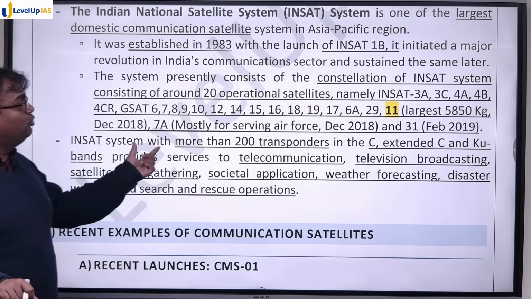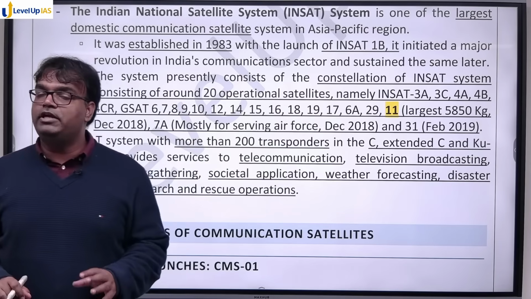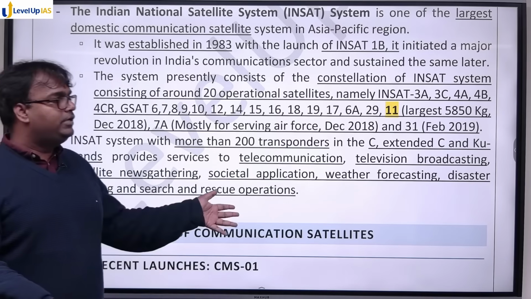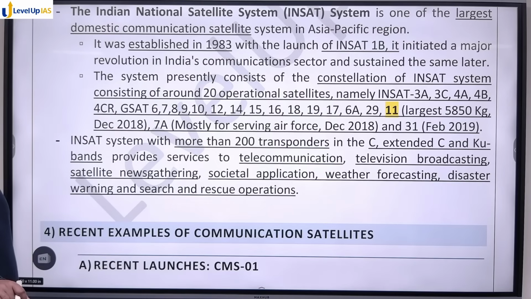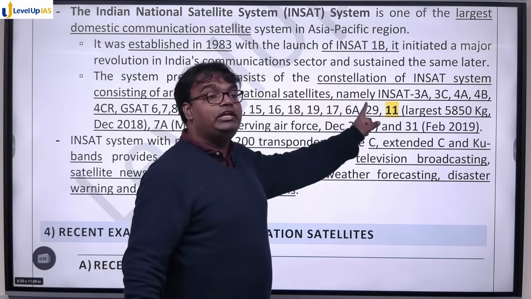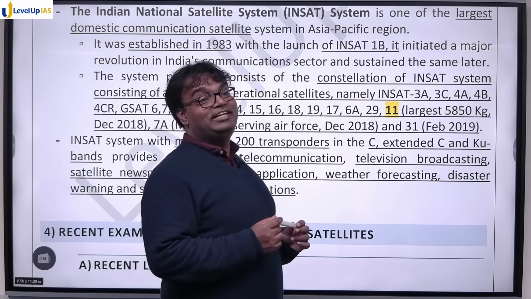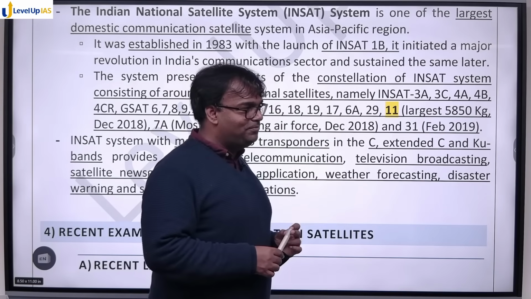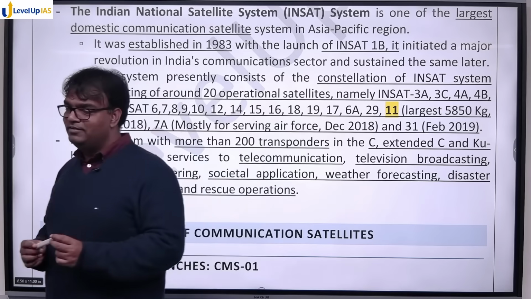GSAT 7A is mostly for serving the Air Force. 70% of its capability would be used for serving the Air Force. The rest of it would be serving military and Navy. Then GSAT 31 was launched in February 2019. Look here, 19 and 29 were launched by LVM3 D1 and D2. Launch Vehicle Mark 3 D1 and D2, we saw them. They launched GSAT 19 and GSAT 29.